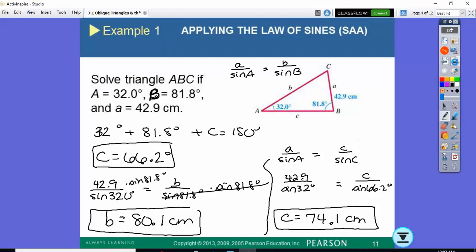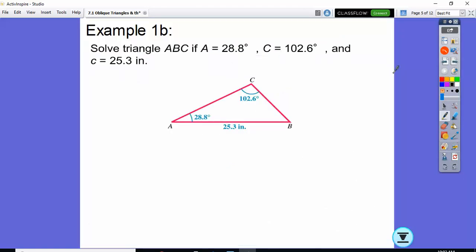Let's try another. So I again want to solve this triangle. Angle A is 28.8 degrees, angle C is 102.6 degrees, and side c is 25.3 inches. So we can easily find the third angle. It's probably the best starting point. To find angle B, you'll just have to do 180 minus each of the other angles.